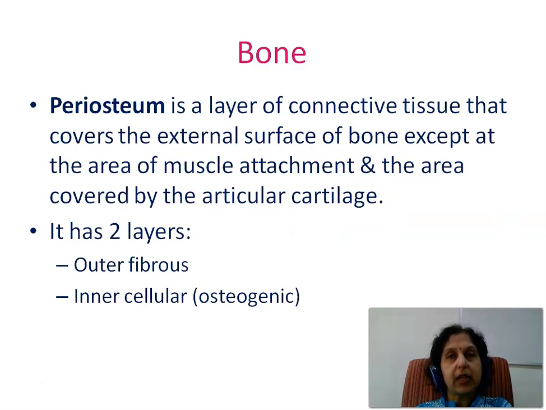Periosteum is a layer of connective tissue that covers the external surface of the bone except at the area of muscle attachment and the area covered by articular cartilage. It has two layers: outer fibrous layer and inner cellular or osteogenic layer.